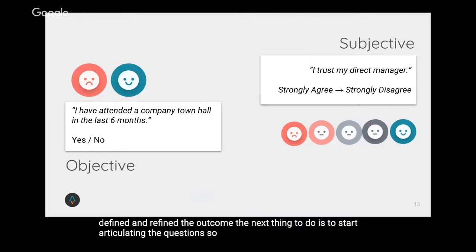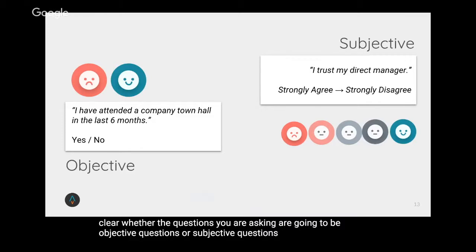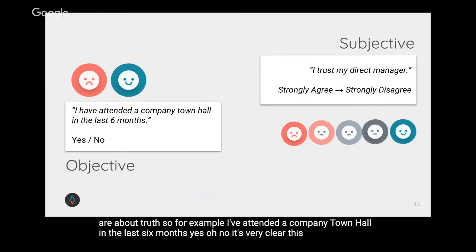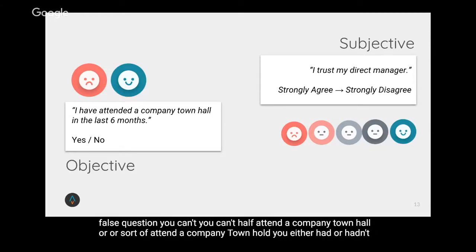So once you've defined and refined the outcome, the next thing to do is to start articulating the questions. So here are a few general categories of questions that you might want to consider picking from. So you have to be clear whether the questions you're asking are going to be objective questions or subjective questions. So objective questions are about truth. So for example, I've attended a company town hall in the last 6 months. Yes or no? It's very clear this is a true or false question. You can't half attend a company town hall or sort of attend a company town hall. You either had or you hadn't.